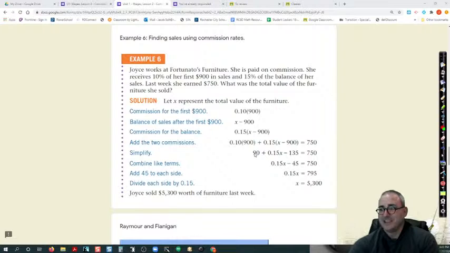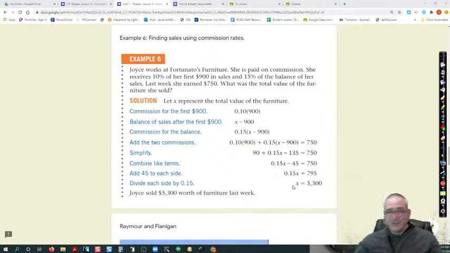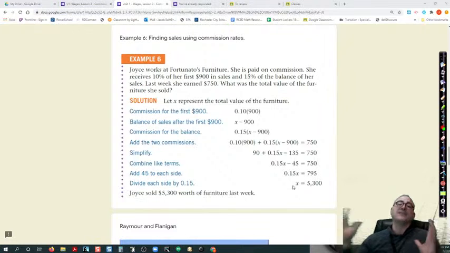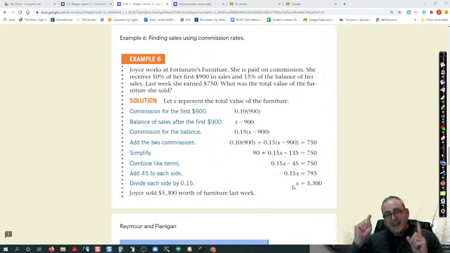Well, this just becomes now a simple algebra problem. These two multiplied together is 90. And this 0.15 distributed across the parentheses looks like that, right? It's 0.15x minus 135. They're simplifying like terms here. They're combining the 90 and the 135 to get this expression: 0.15 times x minus 45 equals 750. And then they added 45 on both sides. Then they divided by 0.15 on both sides, and they found out that X is 5,300, right? She must have sold $5,300 worth of furniture in order for her to have gotten paid $750.